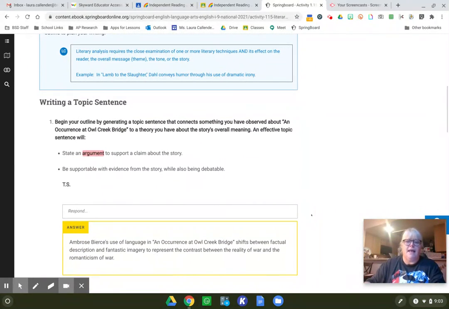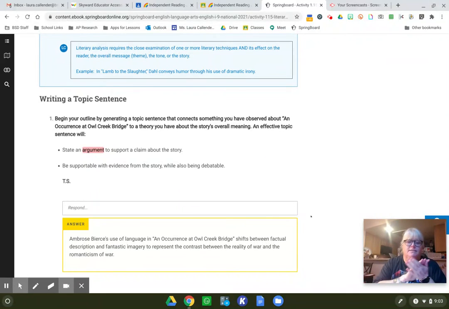So here is a possible topic sentence. Ambrose Bierce's use of language in "An Occurrence at Owl Creek Bridge" shifts between factual description and fantastic imagery to represent the contrast between the reality of war and the romanticism of war.